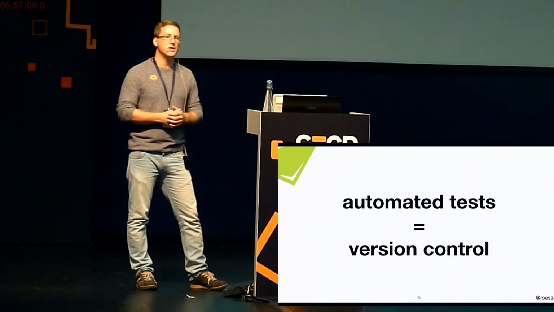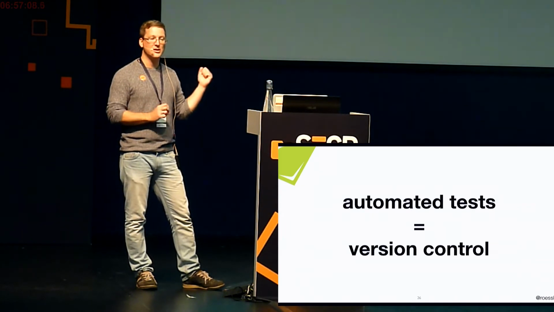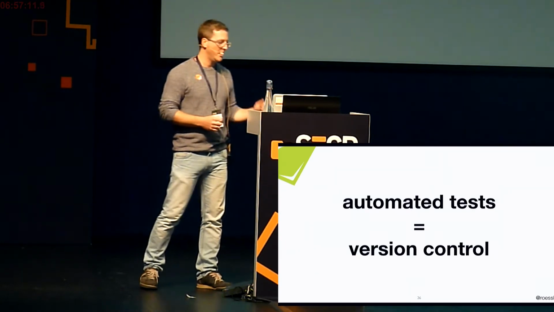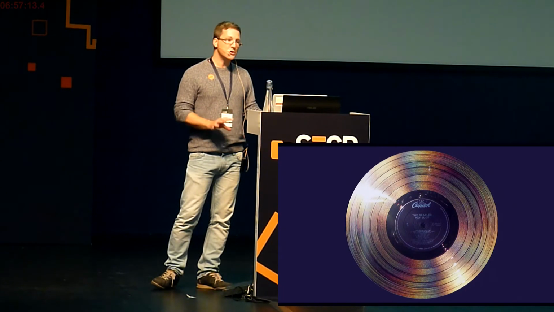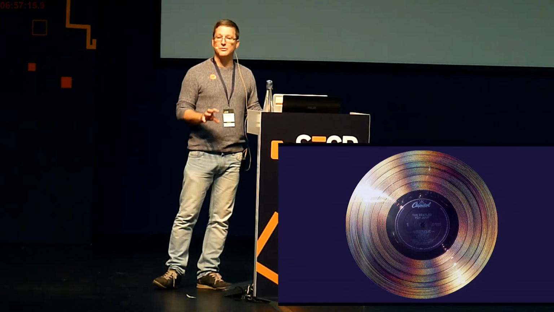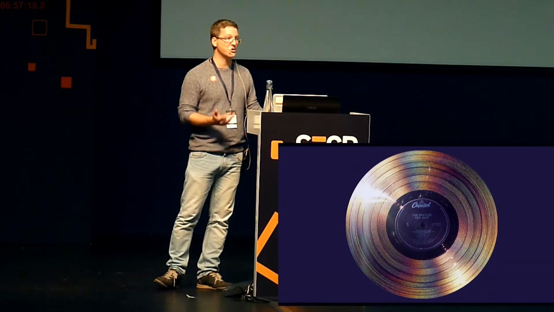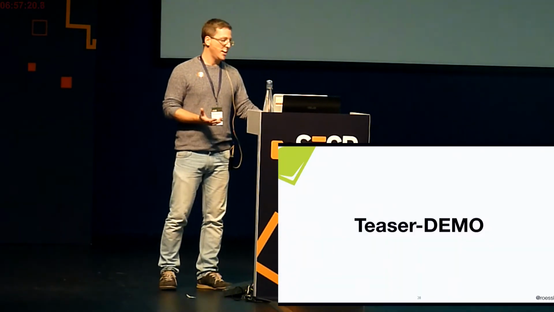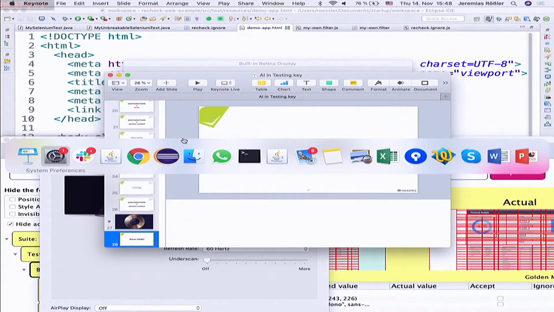However, the tests we currently use are not well equipped for solving or addressing that problem. If we assume that automated tests are version control, then we can use a different paradigm for automated tests, which is called golden master testing. And now I want to give you a quick demo of what that actually means.